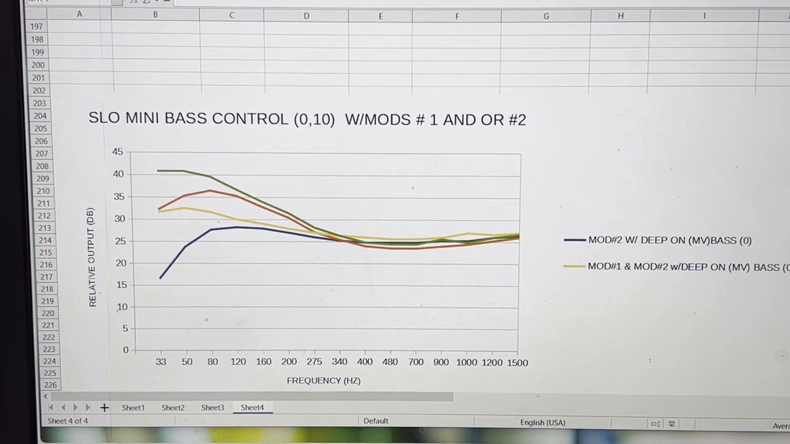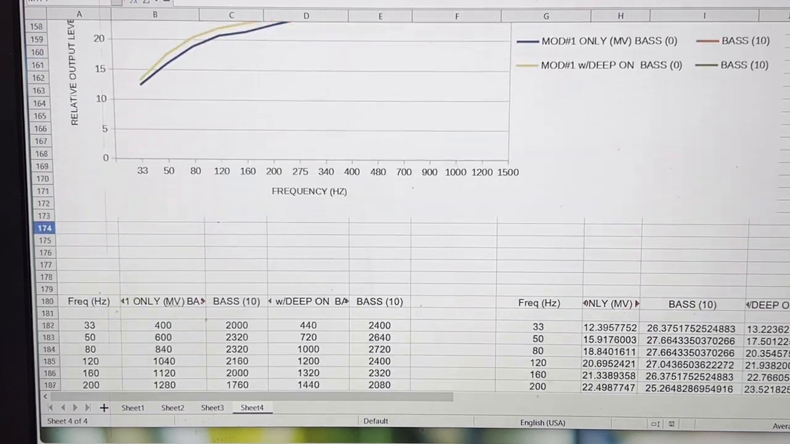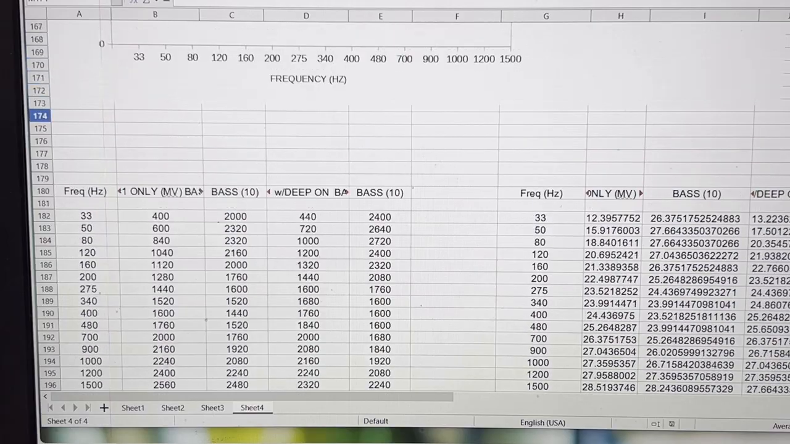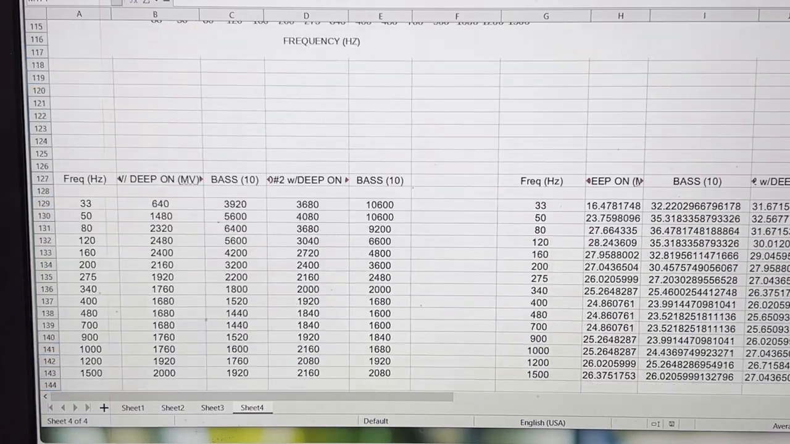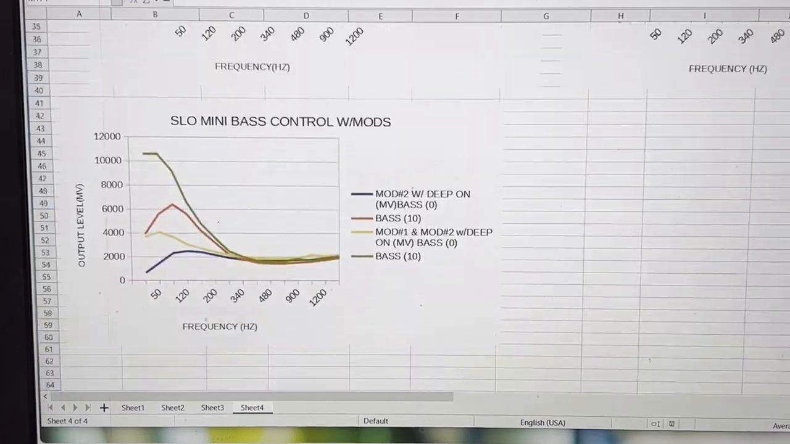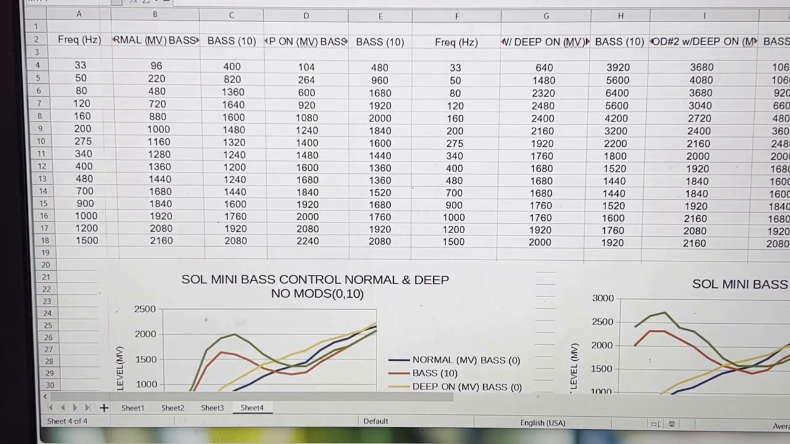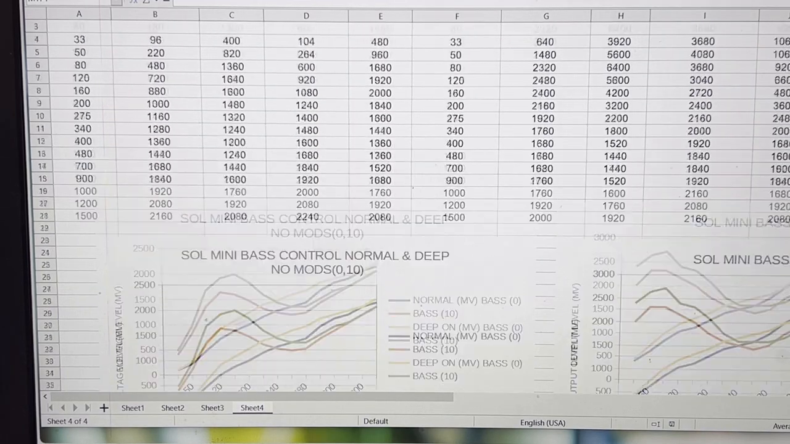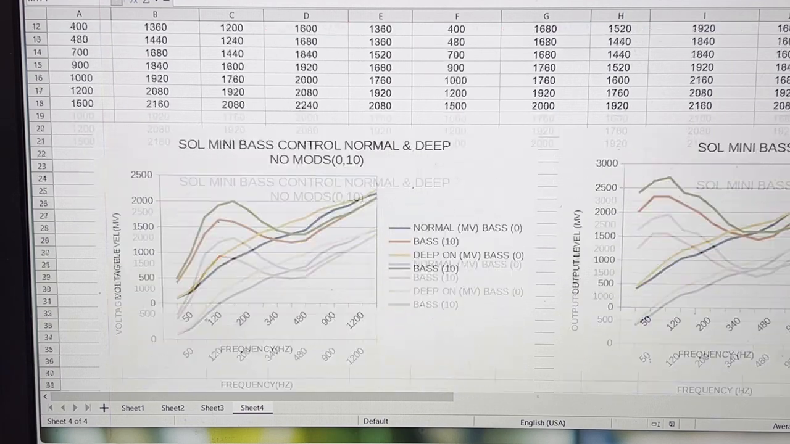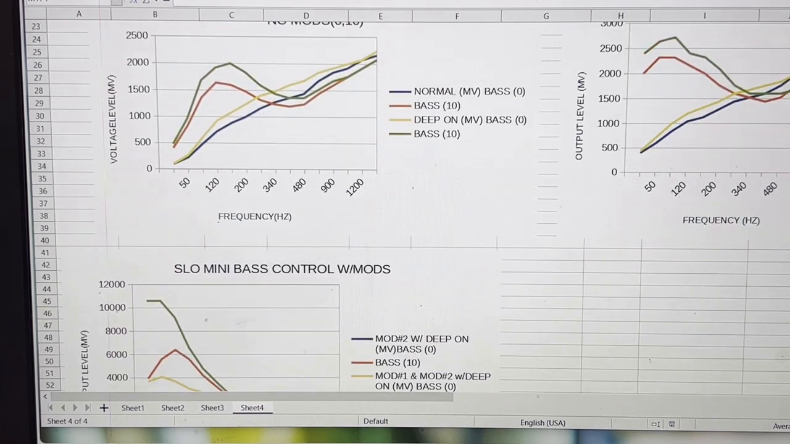So there you have it. That's the data. And as I'm going through it, these are all the data points and calculations I made. I first measured the voltages to get the voltage gain. And these are the same thing, but they're just in millivolts.